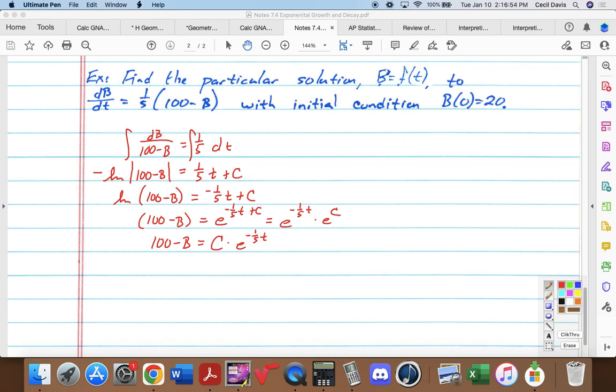You can go ahead and solve for b, but at this point, now that I've gotten rid of the logarithm and have simplified both sides, I think this is the easiest place to solve for c. Because when you substitute in that t is 0, what does e to the negative 1/5 t go to? The negative 1/5 t goes to 0, so e to the 0 goes to 1. So we're going to have 100 minus 20 is equal to c times 1. So c is equal to 80.